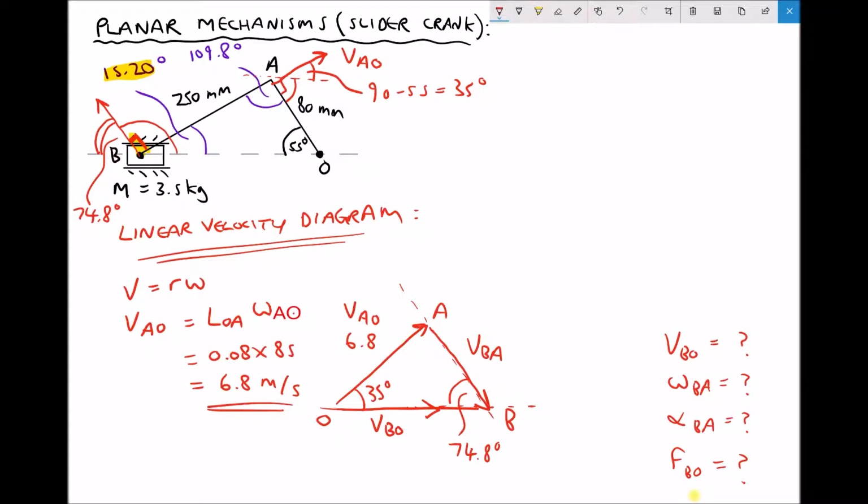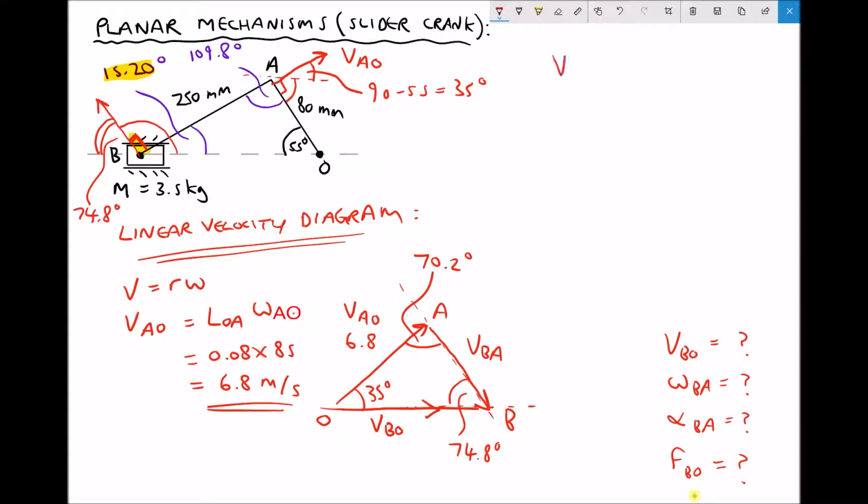So first of all then, if we want to find VBO, we need to determine the remaining angle. Well, we have the two other angles, so this remaining angle is just going to be 180 minus the other two angles. So 180 minus 35 minus 74.8. Now that gives us an angle equal to 70.2 degrees. Now we have all of the angles, we can find all of the unknown lengths.